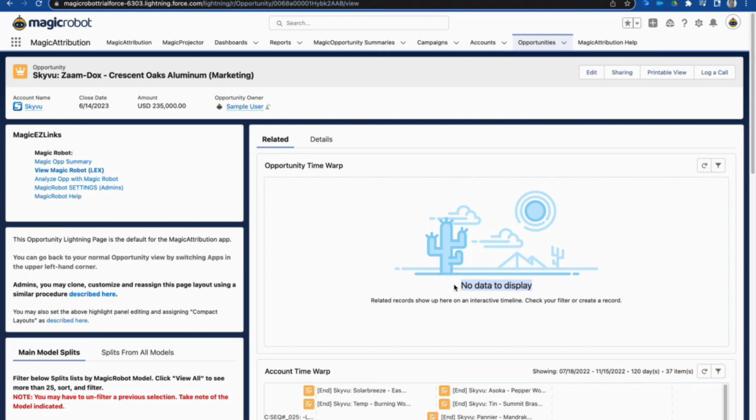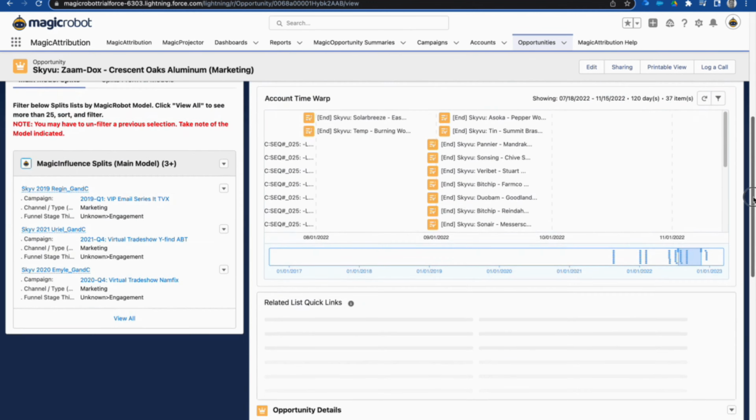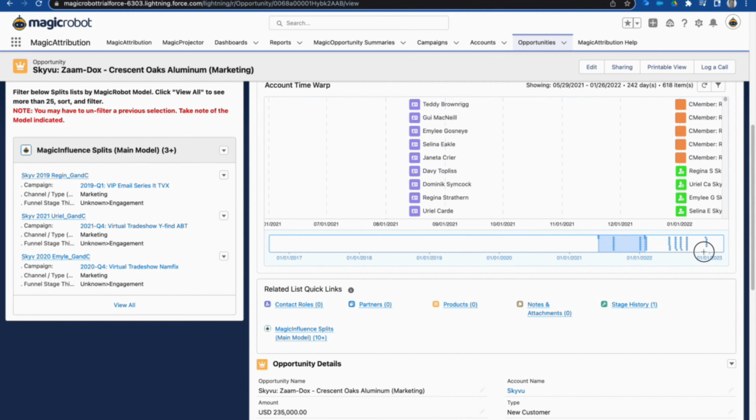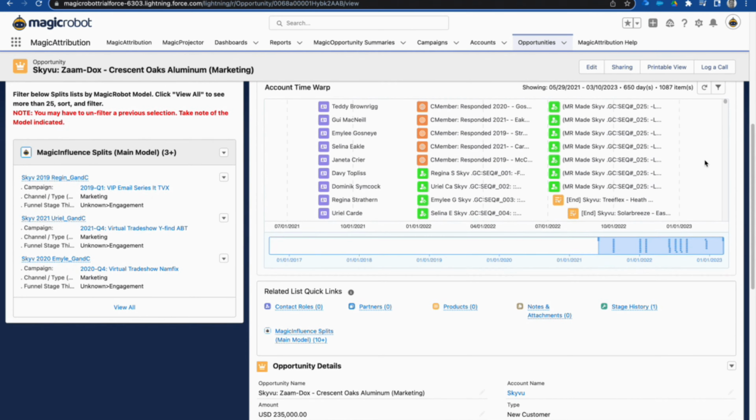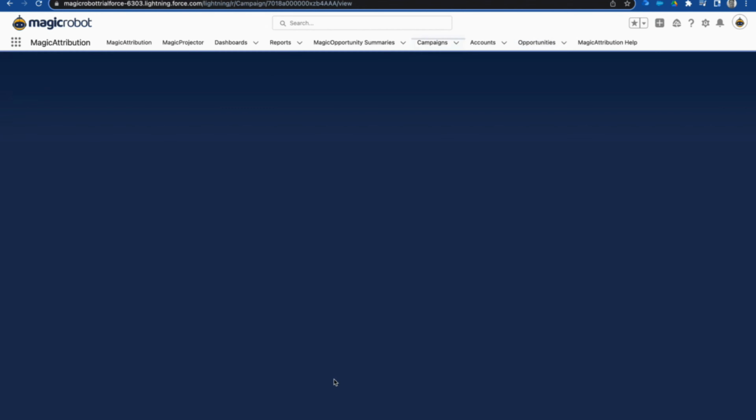Where he once had no ability to see how various campaigns were influencing this opportunity, now he can see 24 different campaign-related activities that are each individual new data points, complete with a wealth of information that can help him understand how this deal closed. Additionally, he can see the history of the account as a whole to better understand the overall relationships between sales and marketing joint efforts.